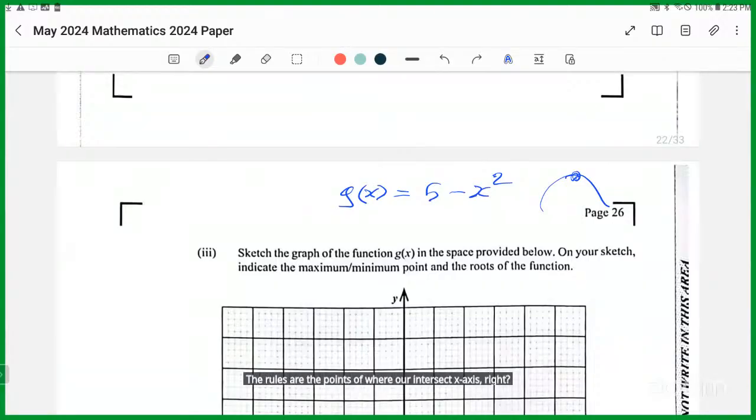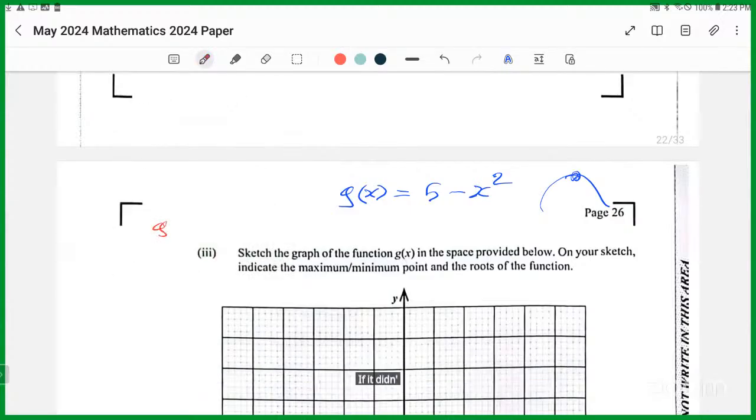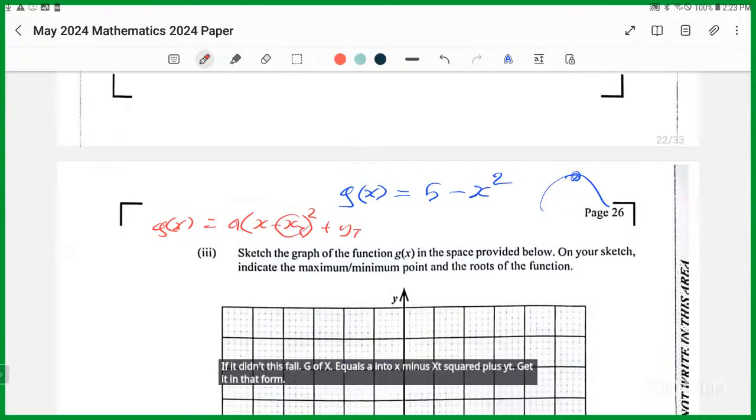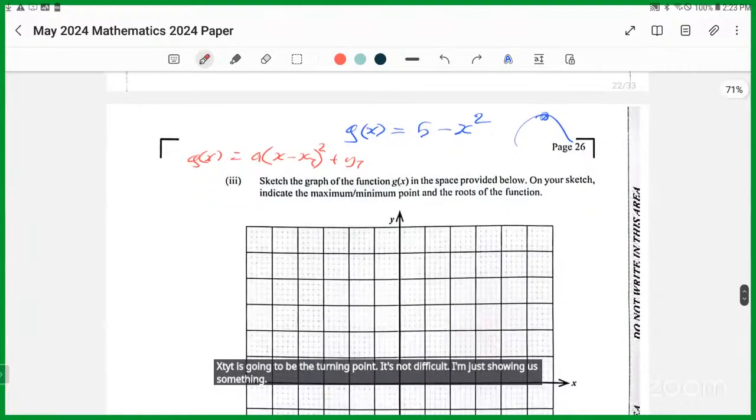So we need to know where the turning point is. How we can show the turning point is to get it in the vertex form. Get it in this form: g of x equals a into x minus xt squared plus yt. xt, yt is going to be the turning point. It's not difficult. I'm just showing you something. Let me do it down here.